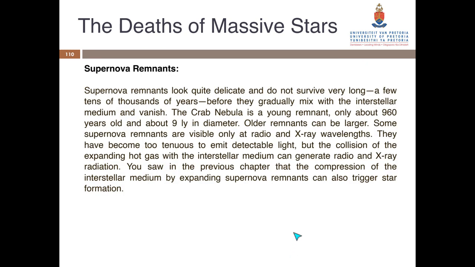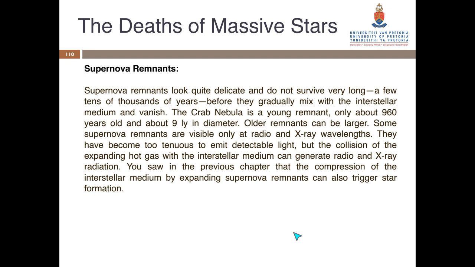Supernova remnants look quite delicate and do not survive very long, a few tens of thousands of years before they gradually mix with the interstellar medium and vanish. The Crab Nebula is a young remnant, only about 960 years old and about 9 light years in diameter. Older remnants can be larger. Some supernova remnants are visible only at radio and X-ray wavelengths. They have become too tenuous to emit detectable light, but a collision of the expanding hot gas with the interstellar medium can generate radio and X-ray radiation.